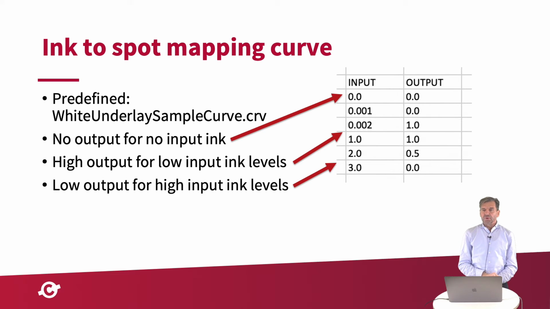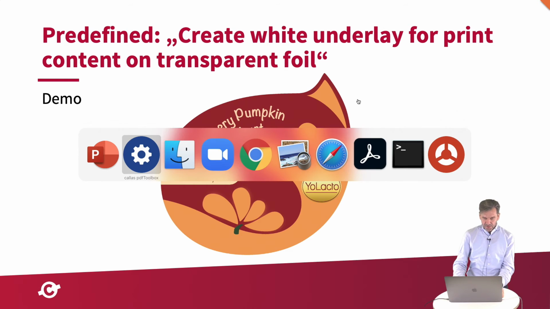And then if there is no input ink, then we are at 0. If there is a low ink input on the input file, then I need high output. So if there is low ink on my incoming file, I want to have the full 100% of white in the background. And the further I get, so the more ink amount I'm getting in my original file, the less white I would want in my result file. So let's see how that works.